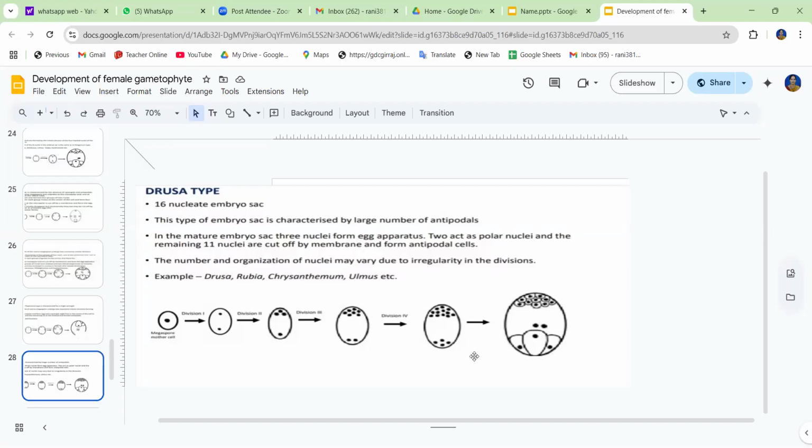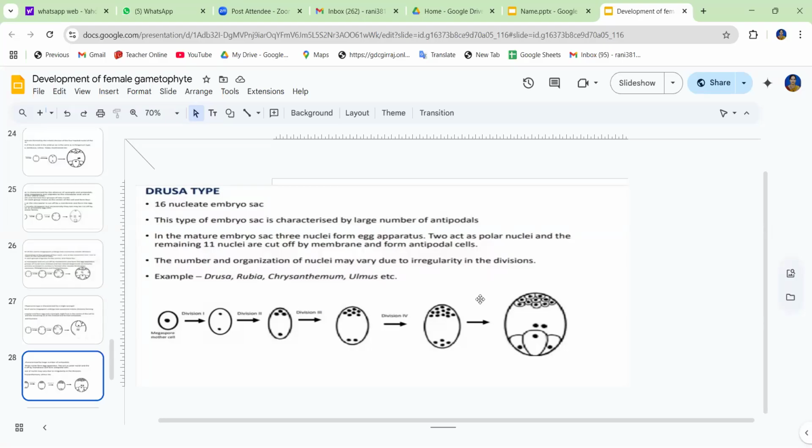It was recorded in the Drusa appositifolia. It belongs to the family Umbelliferae, or Apiaceae. This type of embryo sac is characterized by a large number of antipodals. A group of antipodal cells are present. So you can observe this is the complete 12 cells.